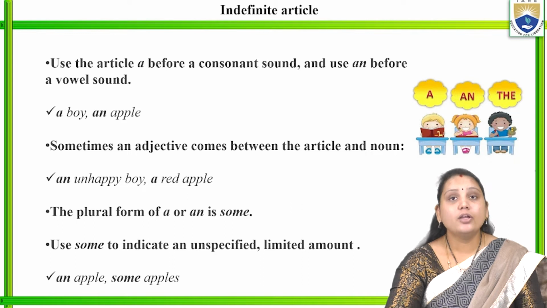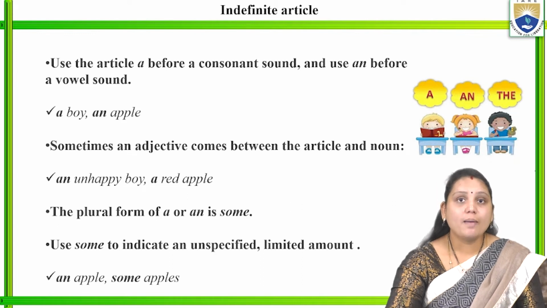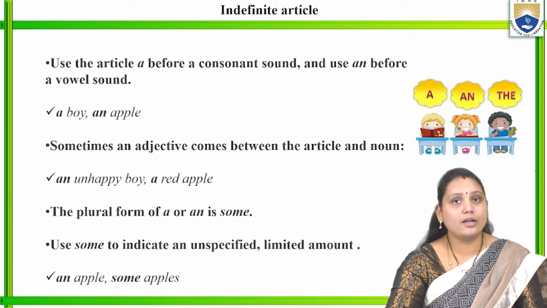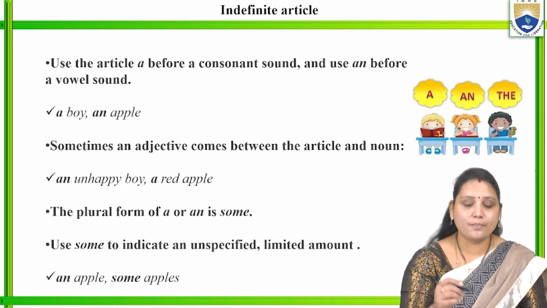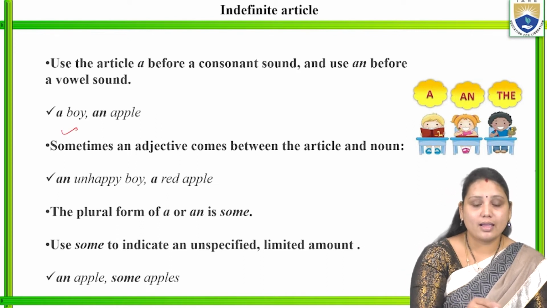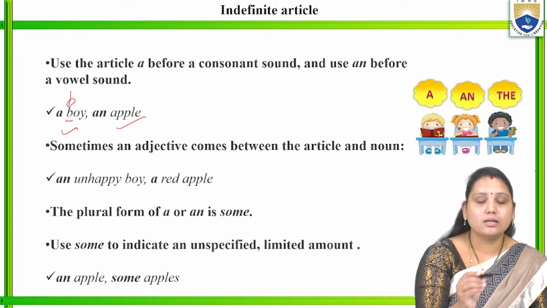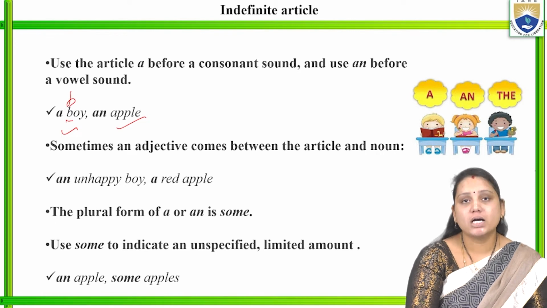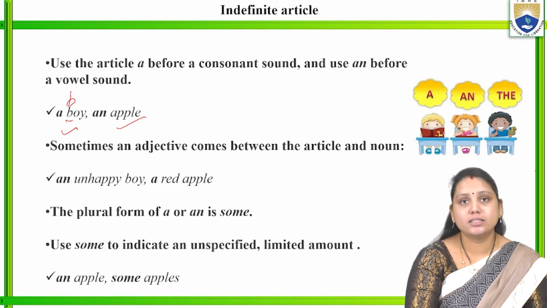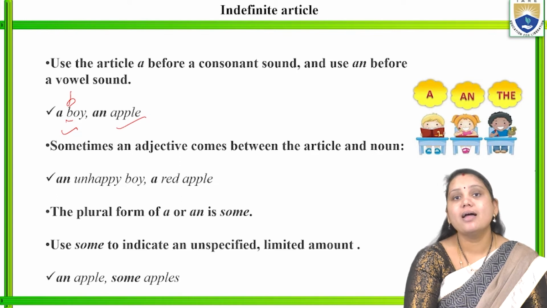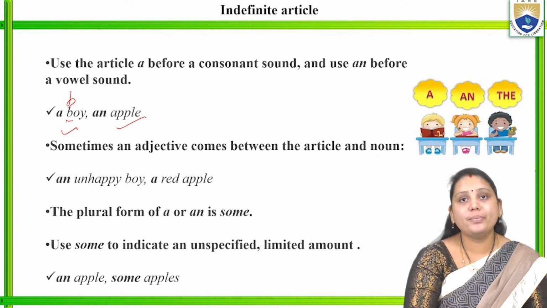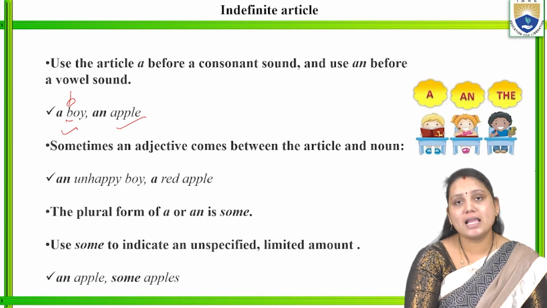Okay. Next, use the article a before a consonant sound and use an before a vowel sound. Some more examples. A boy, an apple. See the difference? A boy. Boy, b, B sound. So it is the consonant sound. That is the reason we are using a here. Whereas apple, it is A-E-I-O-U, vowel sounds. An apple.